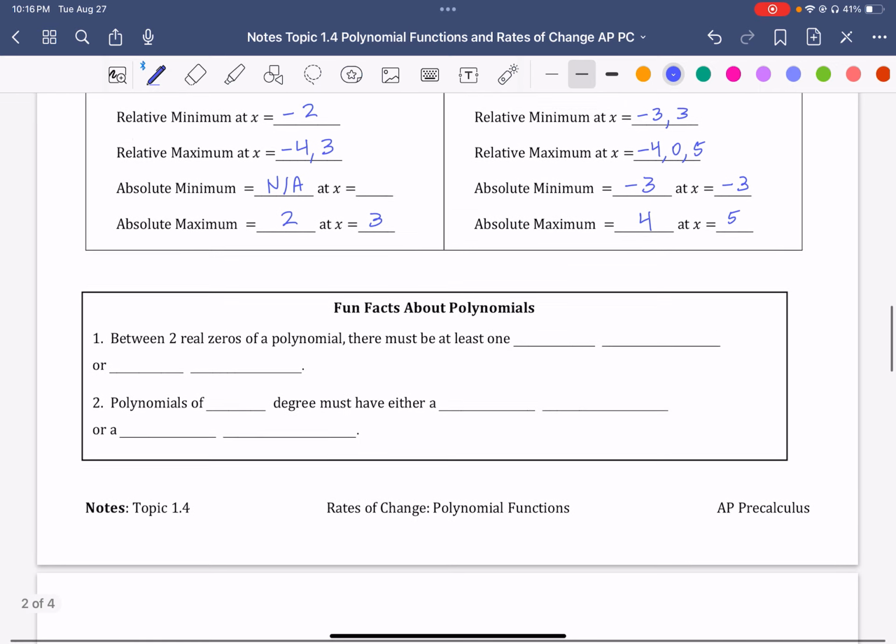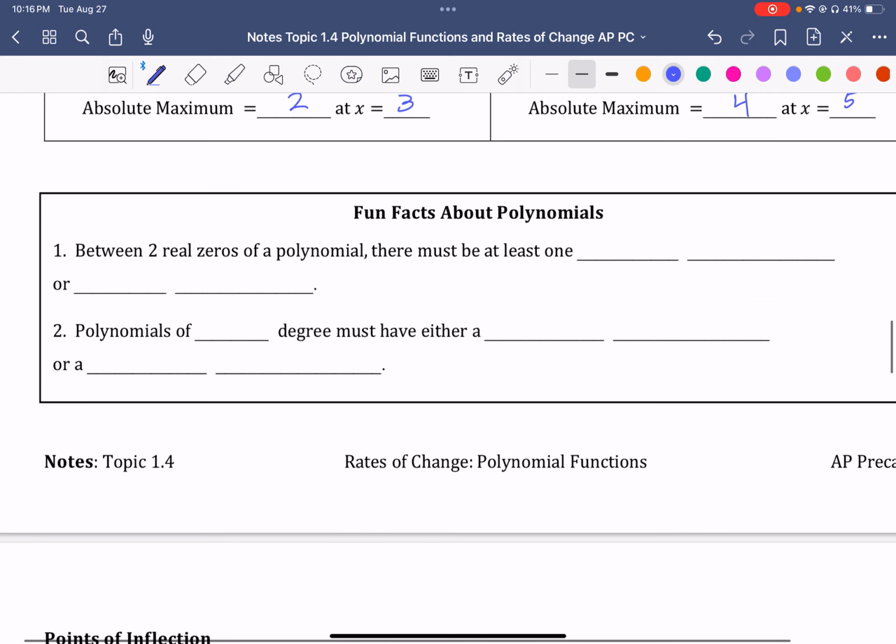Okay, so some fun facts about polynomials. Between two real zeros of a polynomial, there must be at least one local maximum or a local minimum.